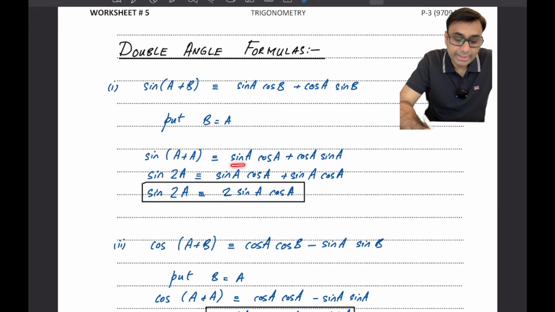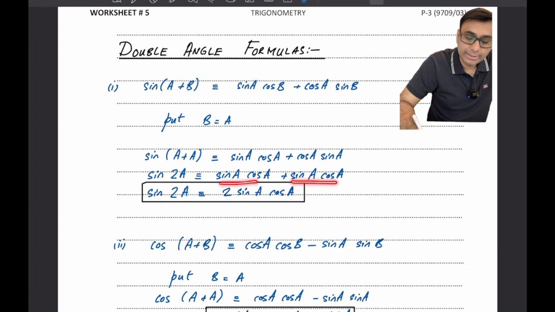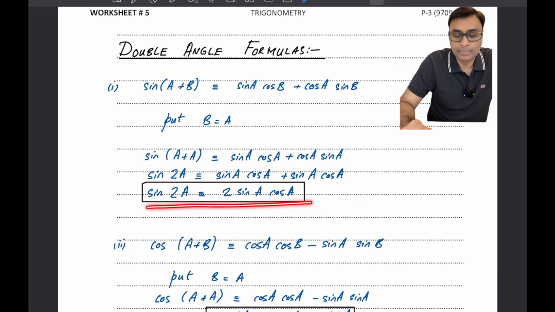This becomes sine a cos a, and this also becomes sine a cos a. Obviously, if two quantities are multiplying, then it doesn't matter in what order I write them down. So sine a cos a plus sine a cos a adds up to 2 sine a cos a, and this is your double angle formula for sine.